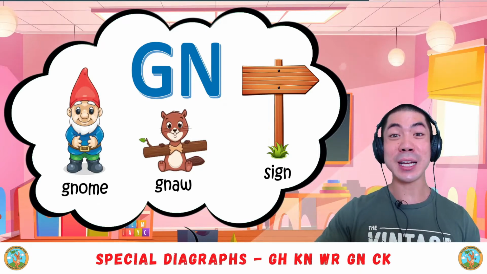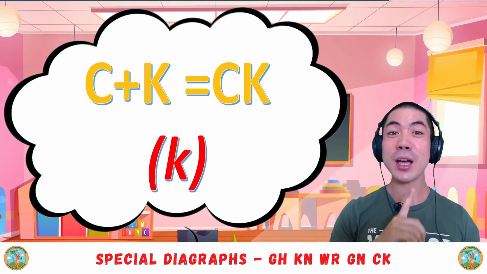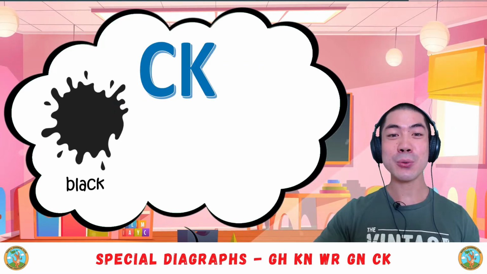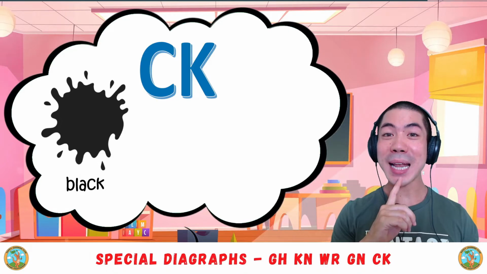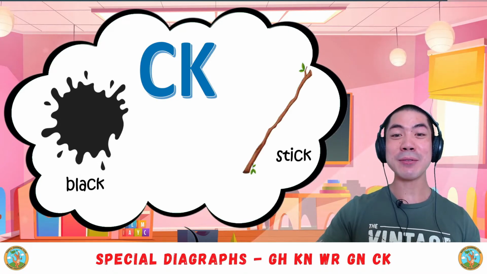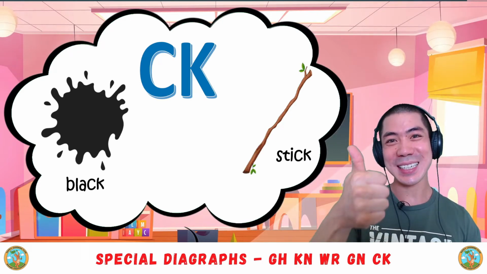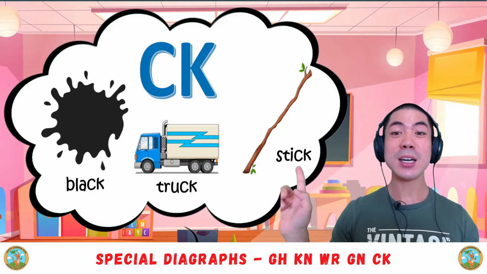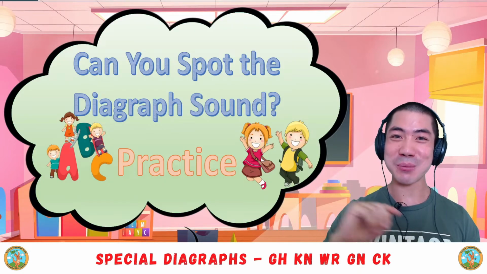The final digraph is the CK, which is just the K sound. K. Nice. For example, we have black. We also have stick. Nice. And we also have truck. Now it's your turn to do some practice.